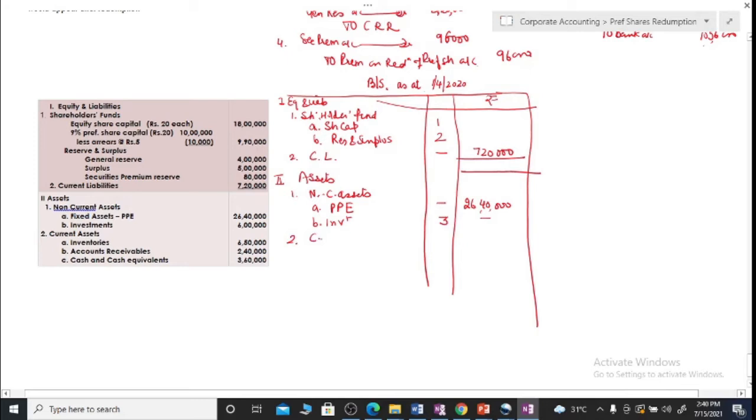Then second is current assets, which includes inventory, accounts receivables, cash and cash equivalents. Okay, so these are the balances to be written here. Now regarding this, inventories can be reported as it is because there is no transaction relating to them. Accounts receivables can be reported as it is, but regarding cash we need to prepare a note. Okay, now starting with the notes to balance sheet, we can prepare them side by side.